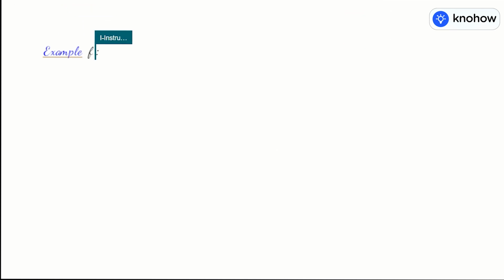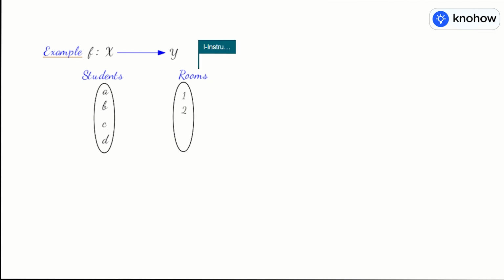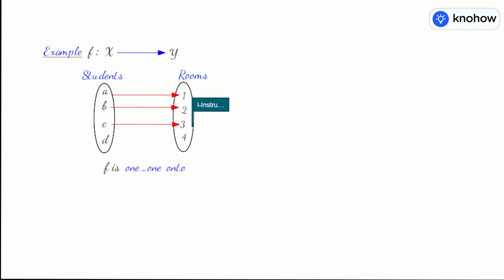Let f be a function from set X to Y. X denotes the set of students, say A, B, C, D, and Y denotes the set of hostel rooms, say 1, 2, 3, 4, and we already defined that f is one-one onto. And for simplicity's sake, let A be allotted room number 1, B stays in room number 2, C is occupying room number 3, and D is asked to go to room number 4. This is the situation. This is a one-one onto function.